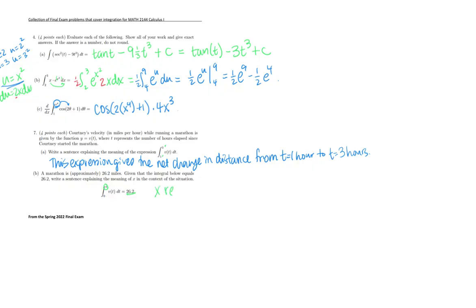So x represents the amount of time that it takes for Courtney to run 26.2 miles. So her total amount of distance, change in distance from time 0 to time x is equal to 26.2. So if we could figure out what x is, that would tell us how long it takes for her to run that total amount of distance.